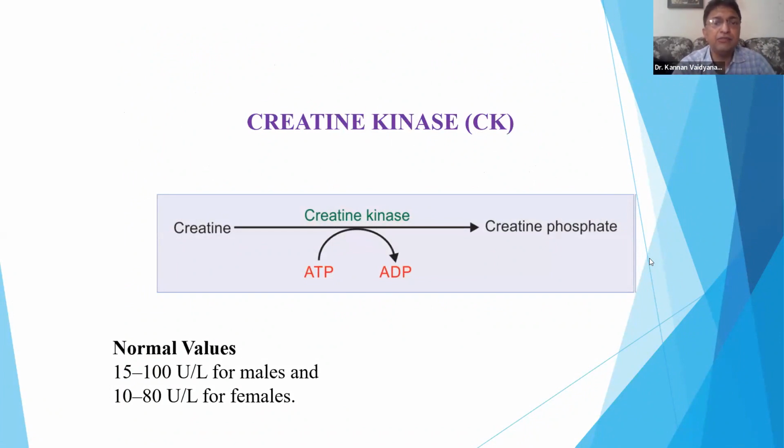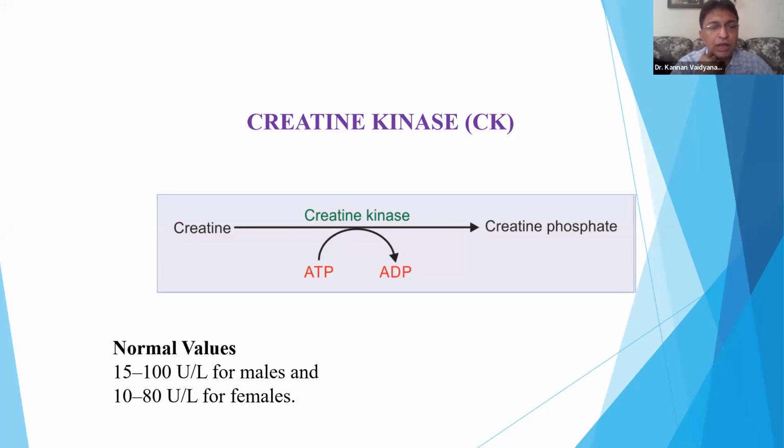And the next marker which we will discuss is creatine kinase. Now, any biochemist is very familiar with creatine kinase, which is the enzyme involved in ATP metabolism, the creatine phosphate metabolism, and ATP is converted to ADP in this reaction.